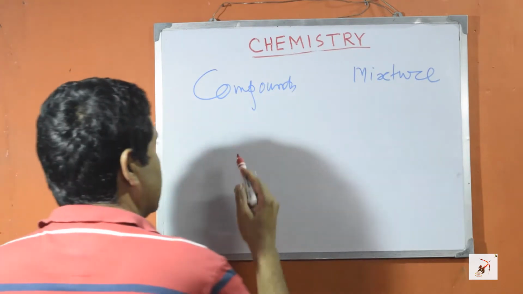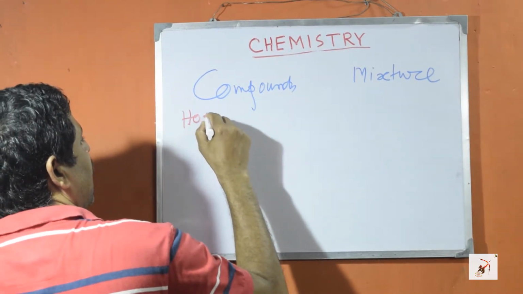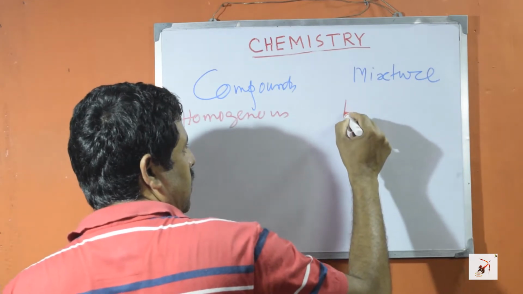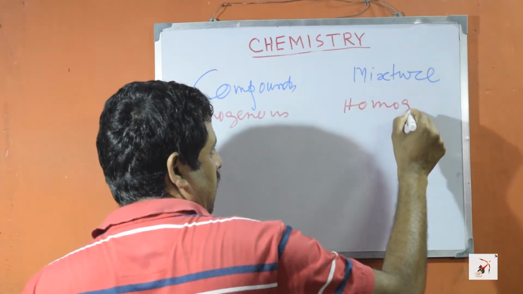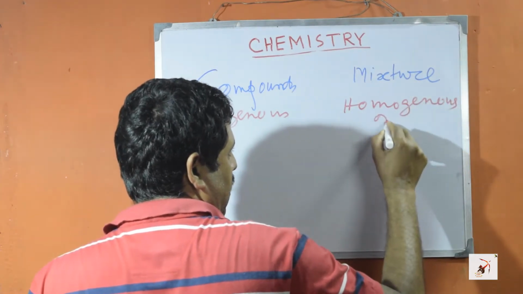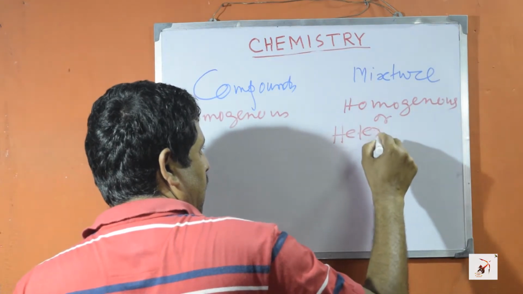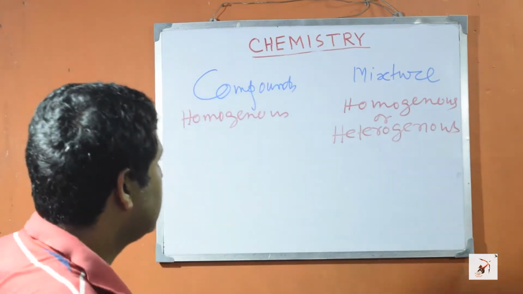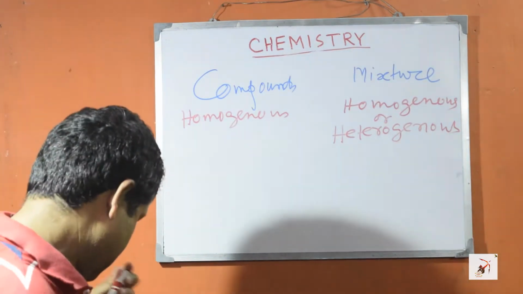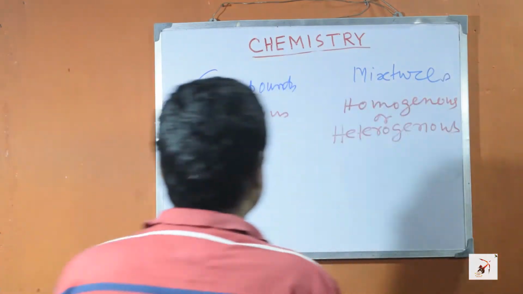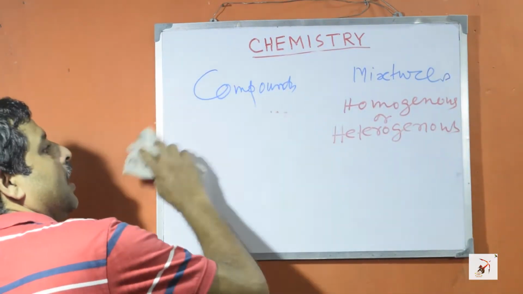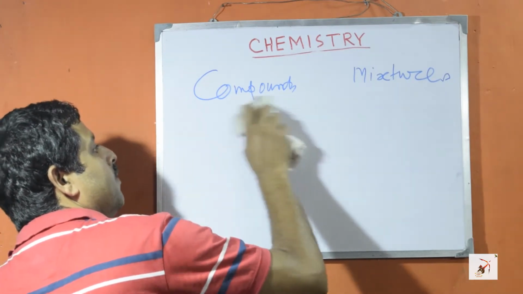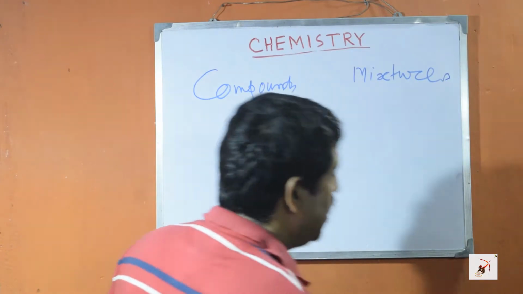Compounds are always homogeneous. But mixtures can be homogeneous or heterogeneous. Homogeneous means having the same composition throughout the mass, and heterogeneous means different composition throughout the mass or bulk of the substances.